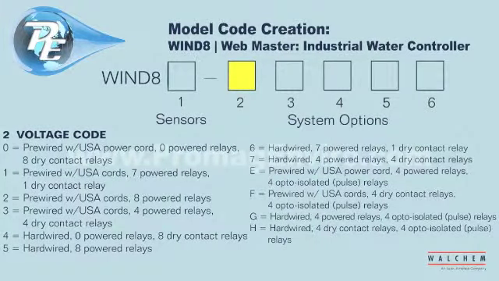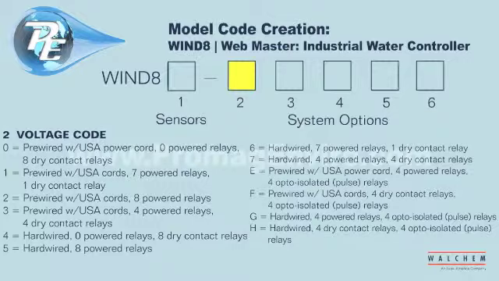The next selection is voltage code. The number 0 represents pre-wired with USA power cord, 0 powered relays, and 8 dry contact relays. The number 1 represents pre-wired with USA cords, 7 powered relays, and 1 dry contact relay. The number 2 represents pre-wired with USA cords and 8 powered relays. The number 3 represents pre-wired with USA cords, 4 powered relays, and 4 dry contact relays.